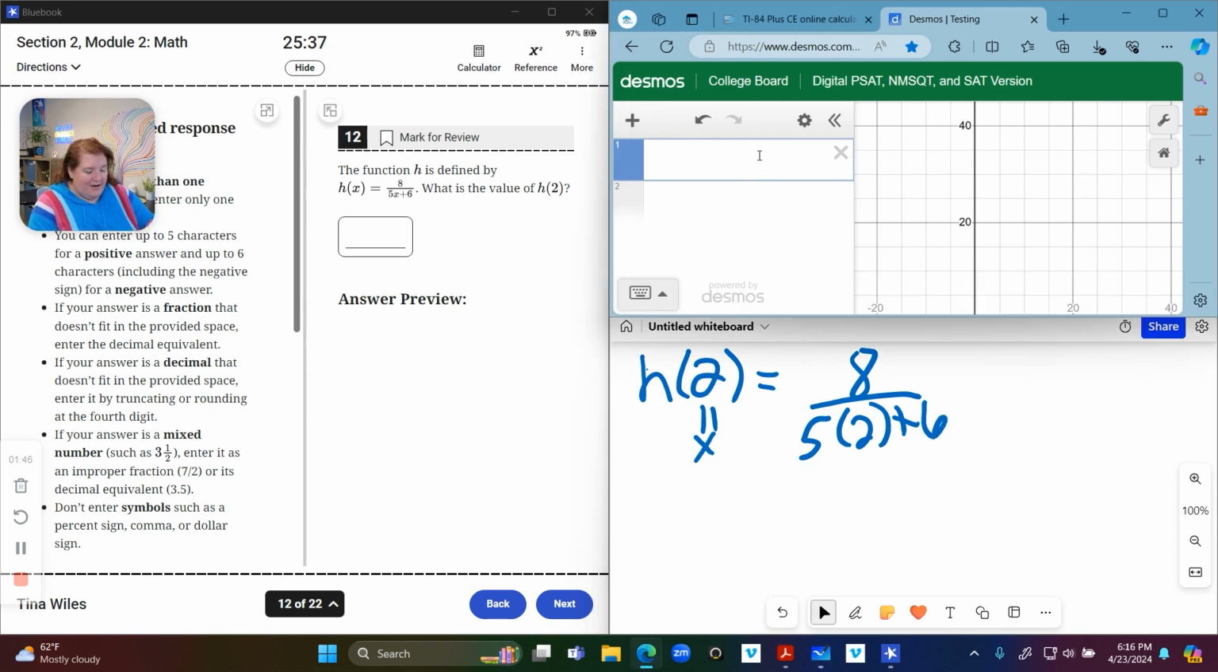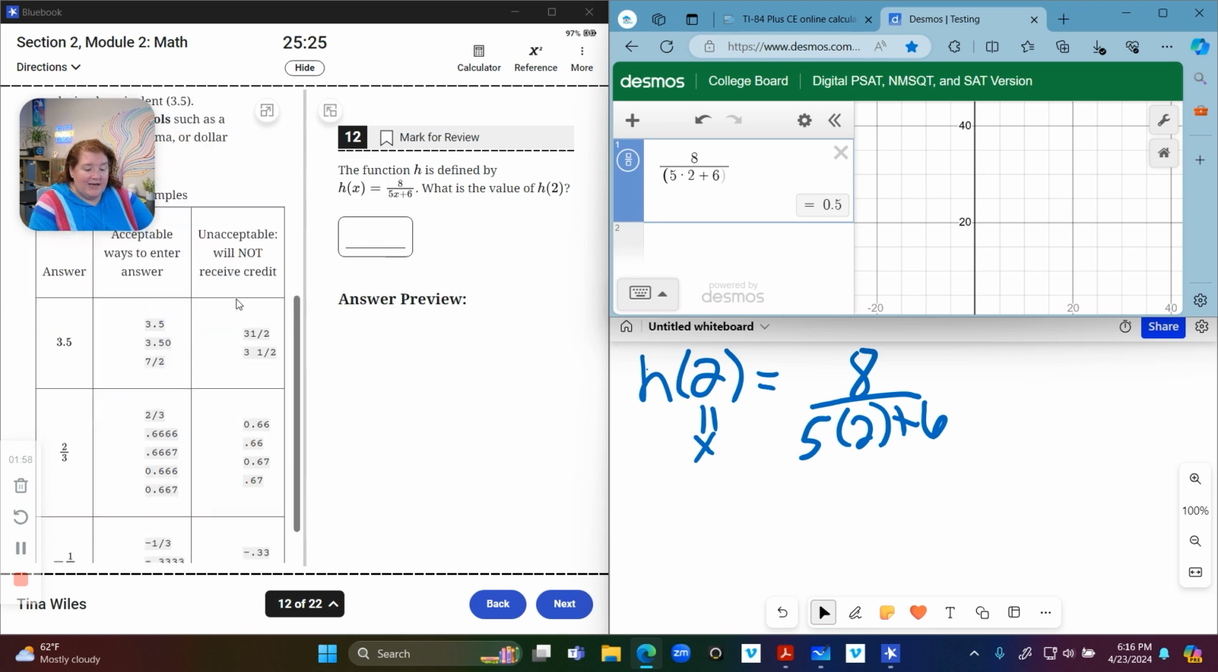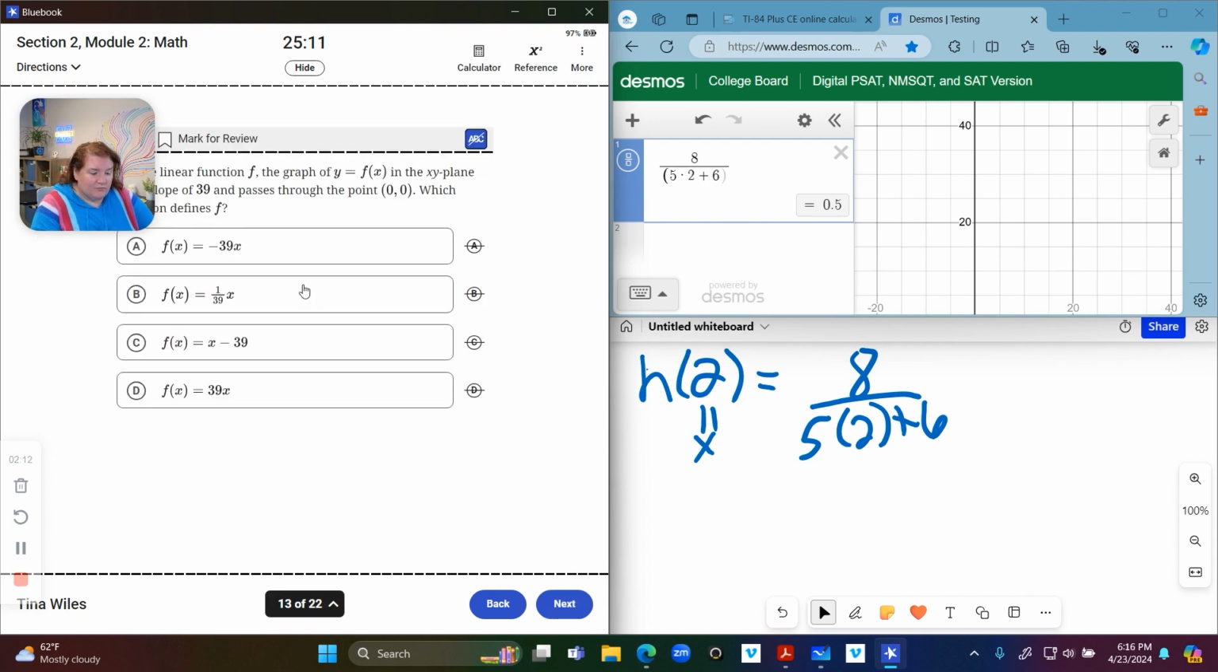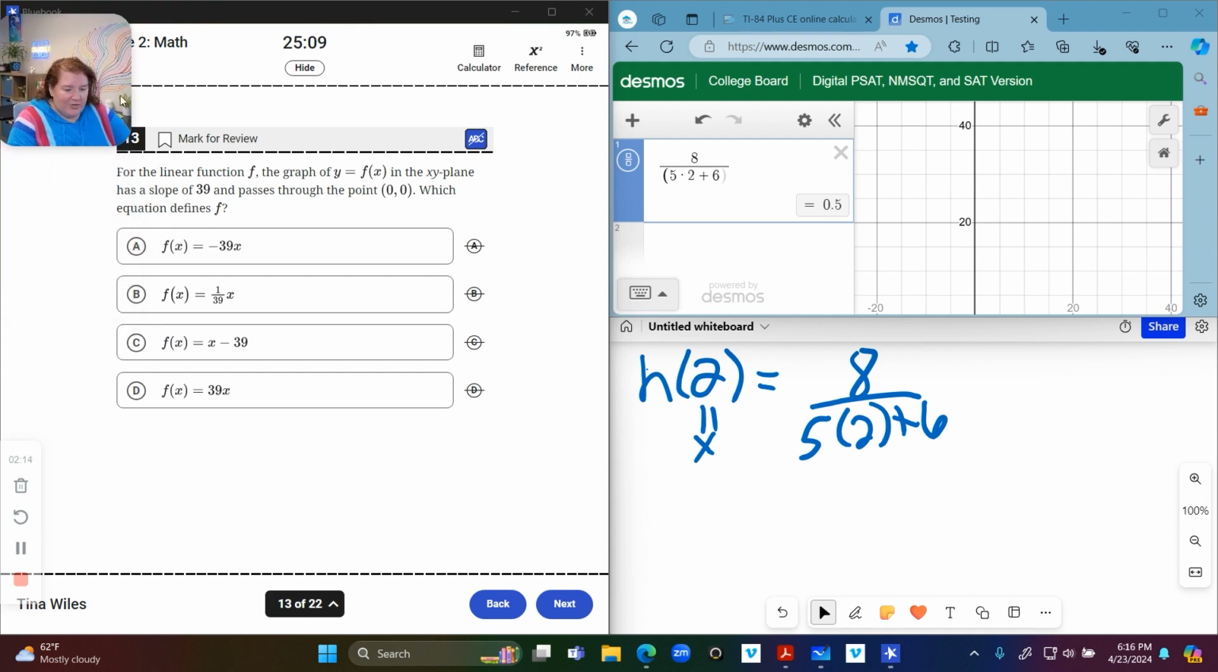So I have 8 divided by 5 times 2 plus 6. 0.5 is the answer. Now I can put this in here as 0.5. I could put it in as just .5. It doesn't matter whether you have the 0 in front. I could also put it in as 1/2. So any of those would be valid. All right, number 13.